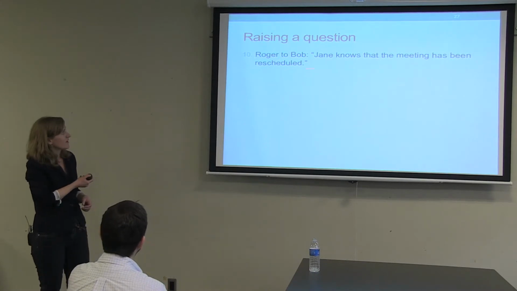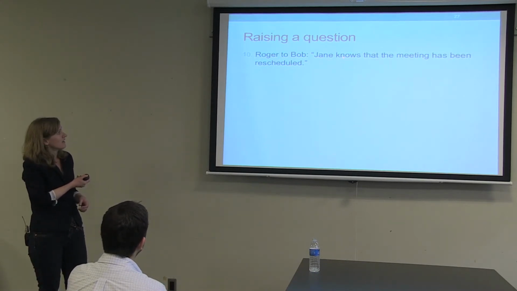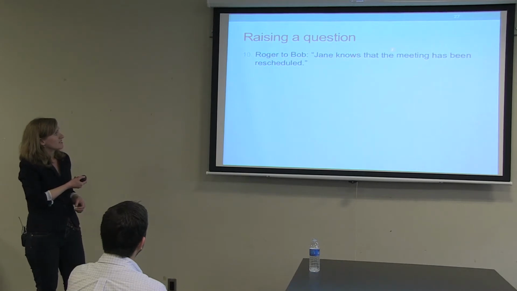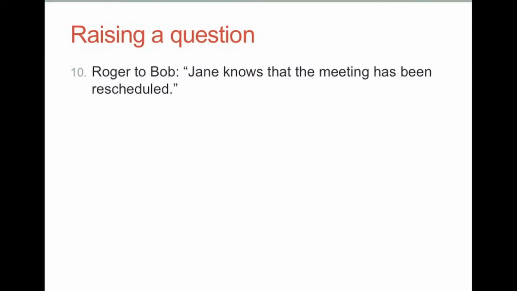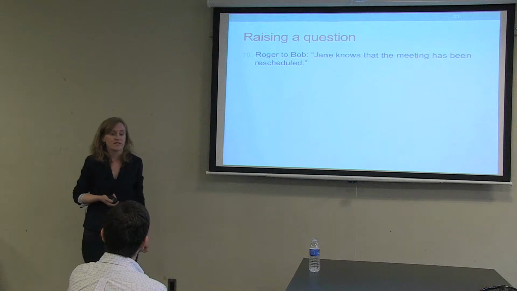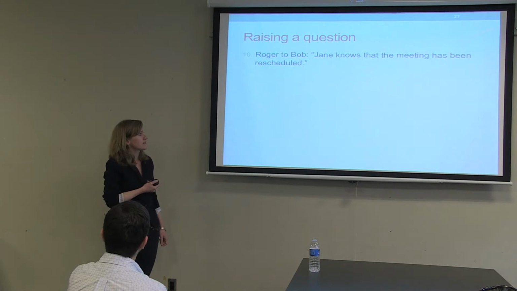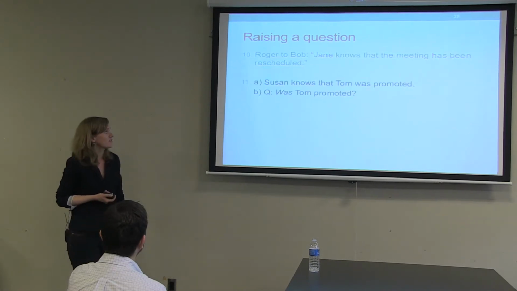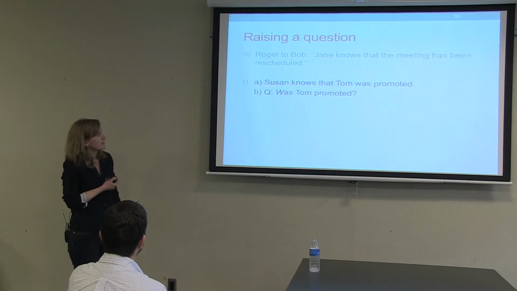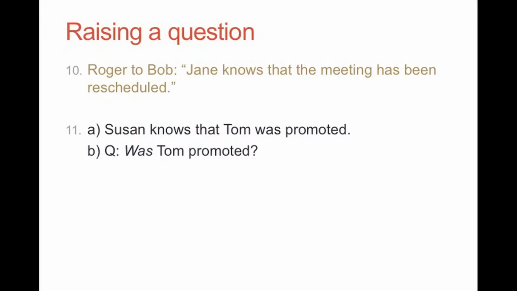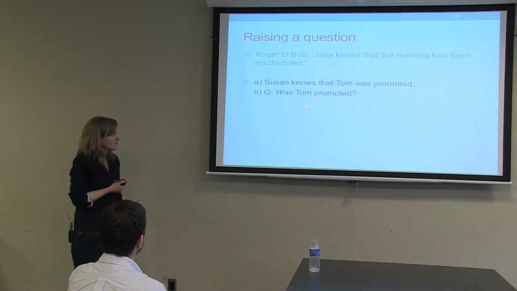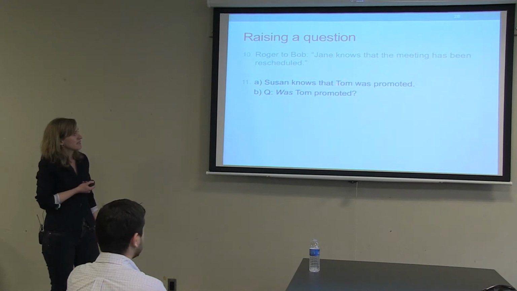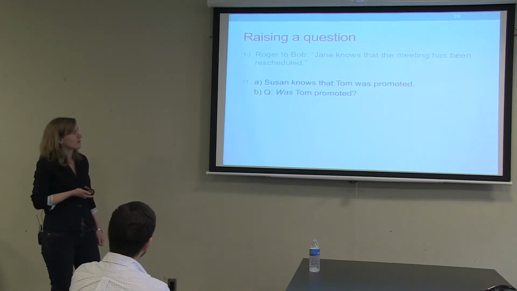So, as I said before, if you have an ordinary usage of a factive verb, this is either common knowledge between the participants at the get-go, or if Bob didn't already know that the meeting has been rescheduled, he knows it now because he's going to accommodate to understand that utterance. It's either existing common ground or being added to common ground. It's not controversial. But what if I had a factive statement like this? Susan knows that Tom was promoted, followed immediately by the question, well, was he? Was he really? Was he promoted? What I'm doing just by asking that question is I'm threatening to take that out of common ground.